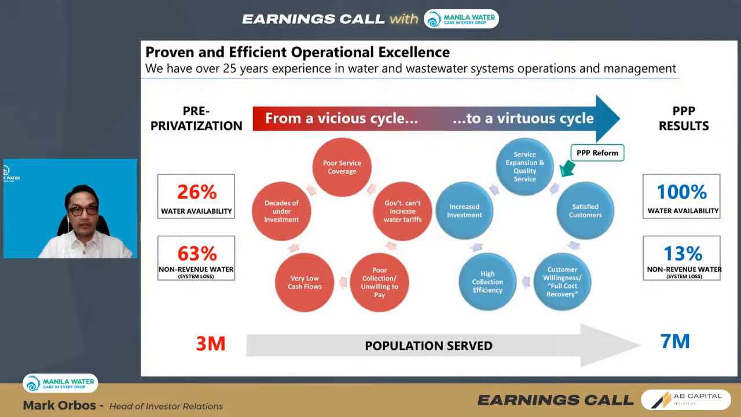To date, we now serve over 7 million people in the East Zone and provide 24/7 water service to our customers. From a high of 63% before, system losses are now at a world-class level of 13%.